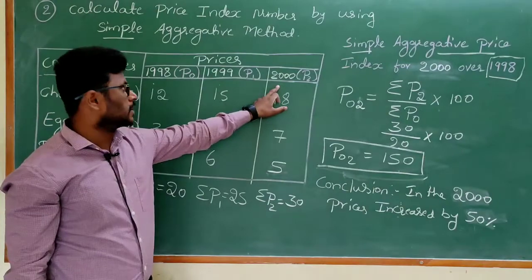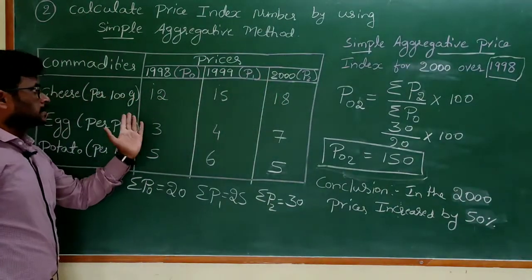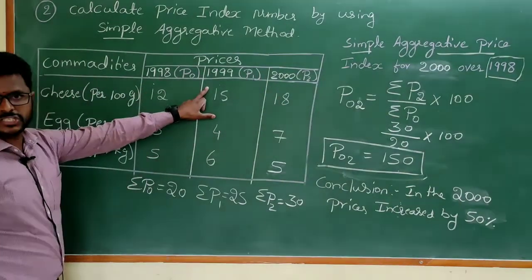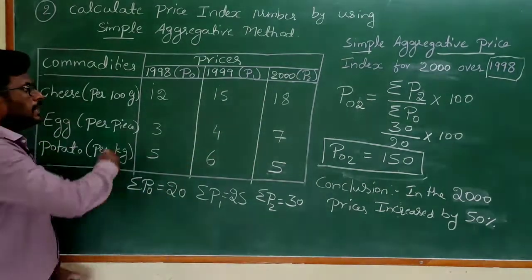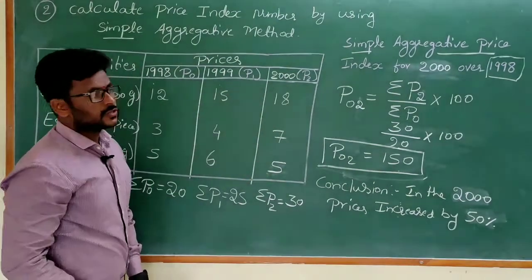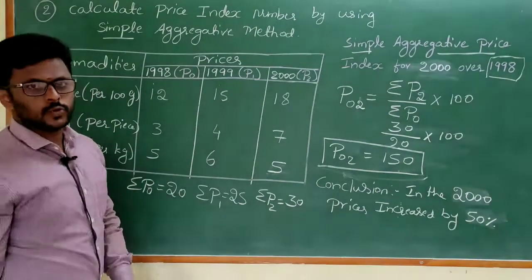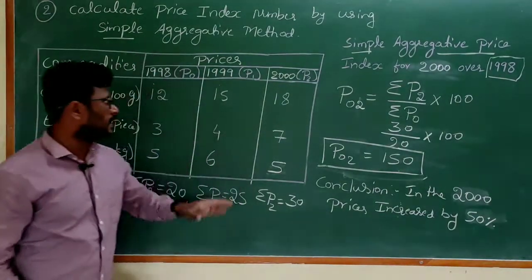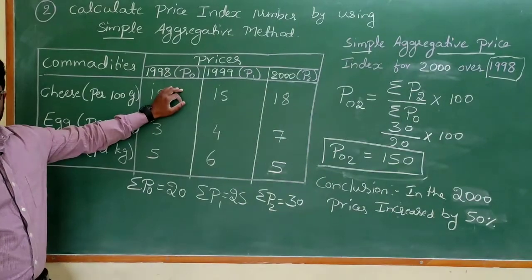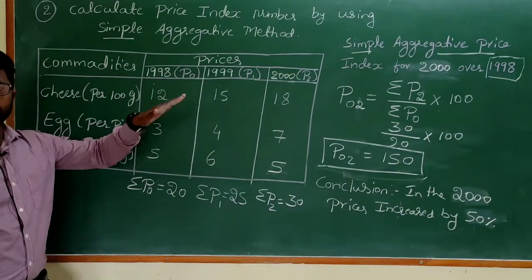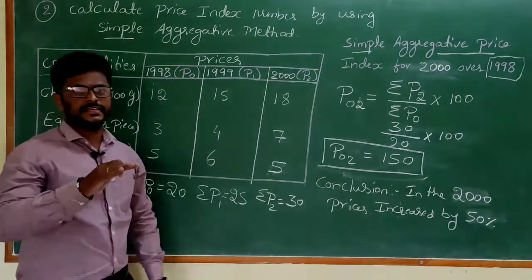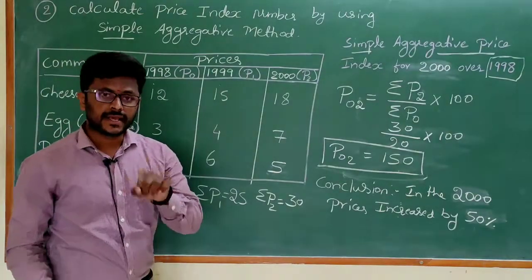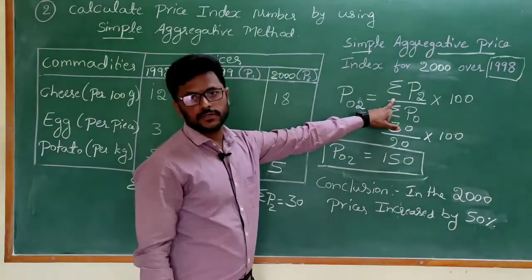So I think all are understood. In the last problem they gave only 2 years of information. In this problem they gave more than 2 years of information. Even if you are given more than 2 years of information, the current year will vary, but the base year is constant. In any prices, the base year should be constant. The current year is the variation. Based on the current year, we should apply the formula.